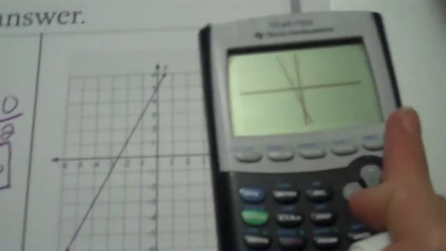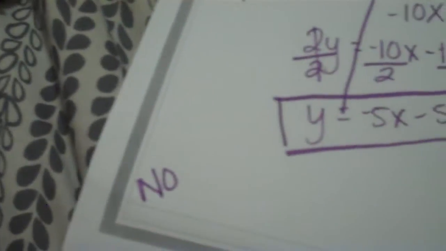Does this graph look anything like this graph? Do they match? And you're going to say, no, it doesn't match. So when you answer it, or hang on, before even that, this also has a y-intercept of negative 5. Does this graph cross the y-axis at negative 5? Then you're going to say, no, it does not.